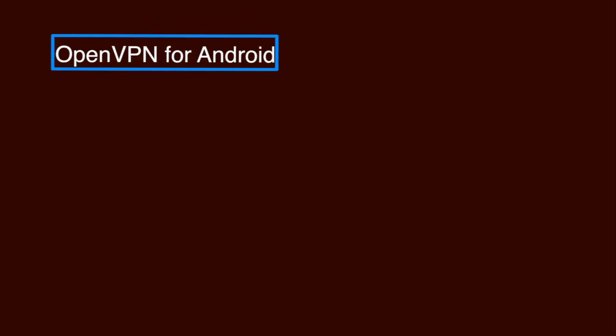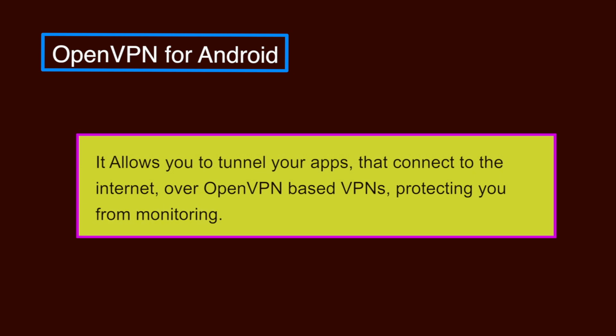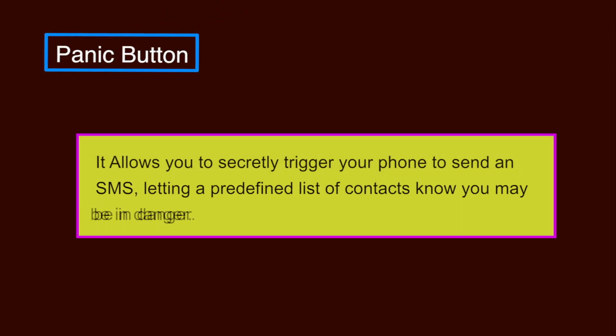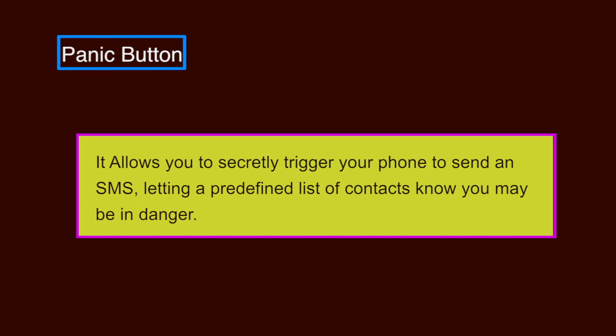OpenVPN for Android. It allows you to tunnel your apps that connect to the internet over OpenVPN based VPNs, protecting you from monitoring. Panic Button. It allows you to secretly trigger your phone to send an SMS letting a predefined list of contacts know you may be in danger.